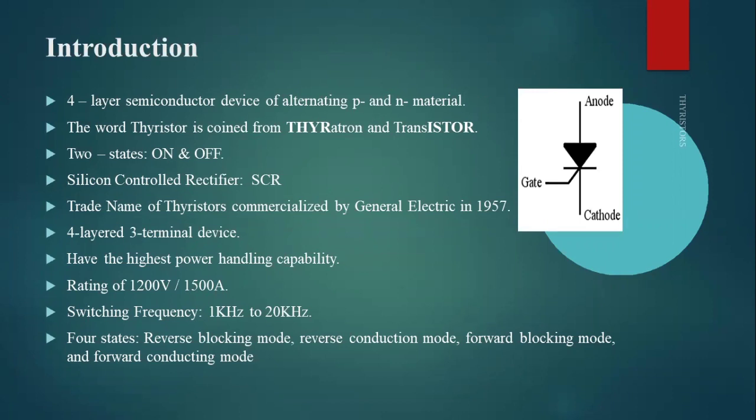So you know that SCR is a four-layer semiconductor device of alternating PN material. So there will be three junctions, J1, J2, and J3. And according to how it gets forward biased and reverse biased, the SCR will be conductive. You know that. So the word thyristor is coined from thyratron and transistor, so they combine to become a thyristor.